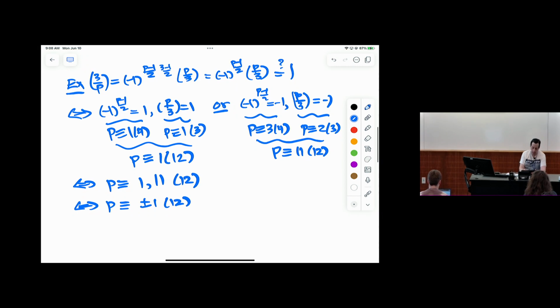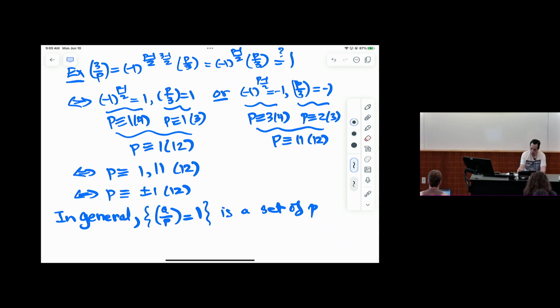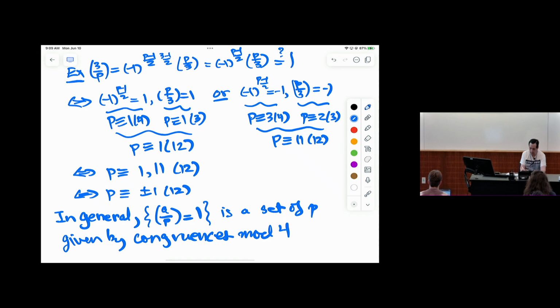So in general, the general story here is that the expression for (A on P) being equal to 1, whoops, sorry about that. If you wanted to solve for when is (A on P) equal to 1, this is a set of P that can be described by congruence conditions. Congruences, usually, or always it could be done mod 4A. Maybe I'll say 4 absolute value of A in case A is negative.